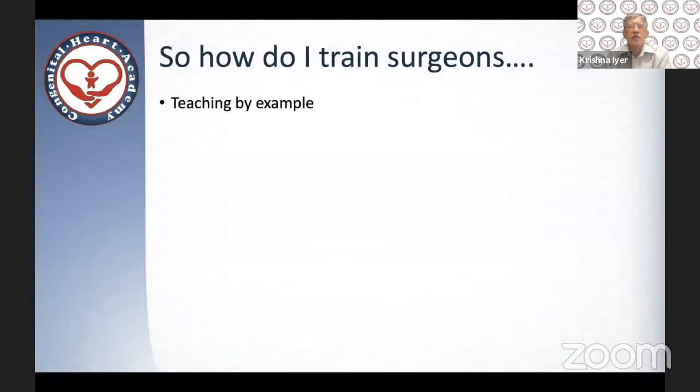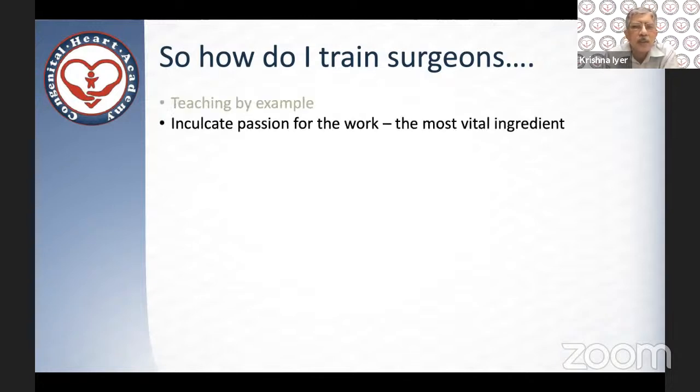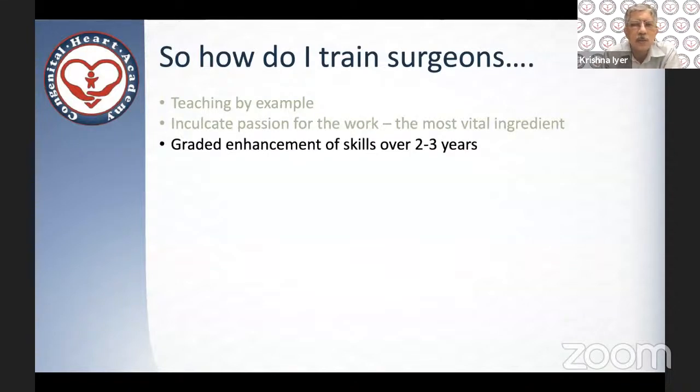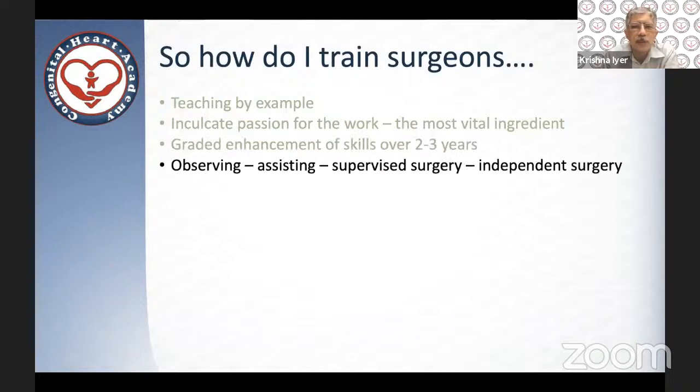So how do I train surgeons? The most important, of course, you have to teach by example. Students will not learn anything that you don't do yourself. The second most important ingredient is that passion for the work is absolutely essential if one has to have a career in pediatric cardiac surgery. Without passion, they will never ever succeed in this specialty. The training is a graded enhancement of skills over 2 to 3 years. They observe and they assist, and they do supervised surgery before they go on to do independent surgery.